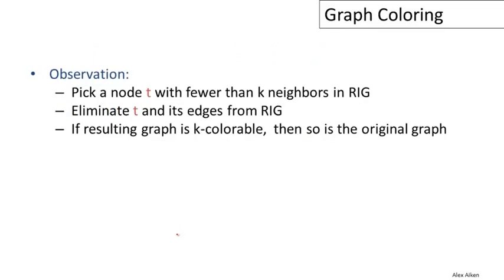So now I'll present the most popular heuristic for coloring register interference graphs. And the basic idea is very, very simple. So what we'll do is we'll pick a node, t, that has fewer than k neighbors in the register interference graph.